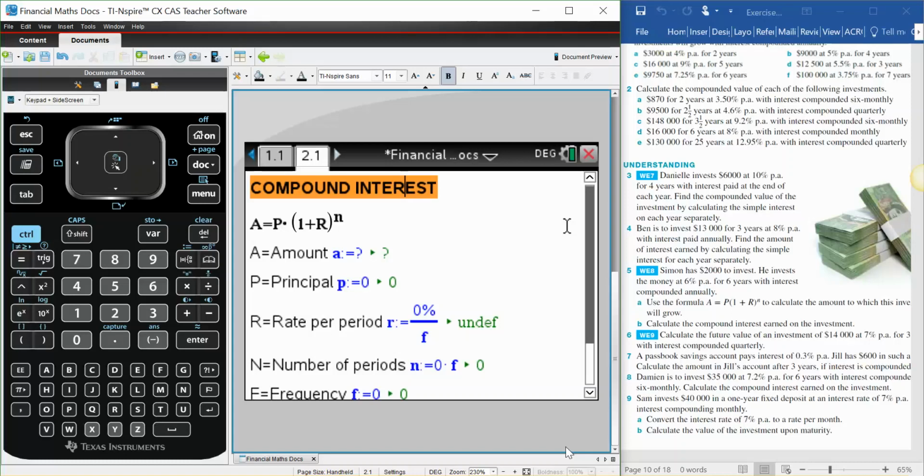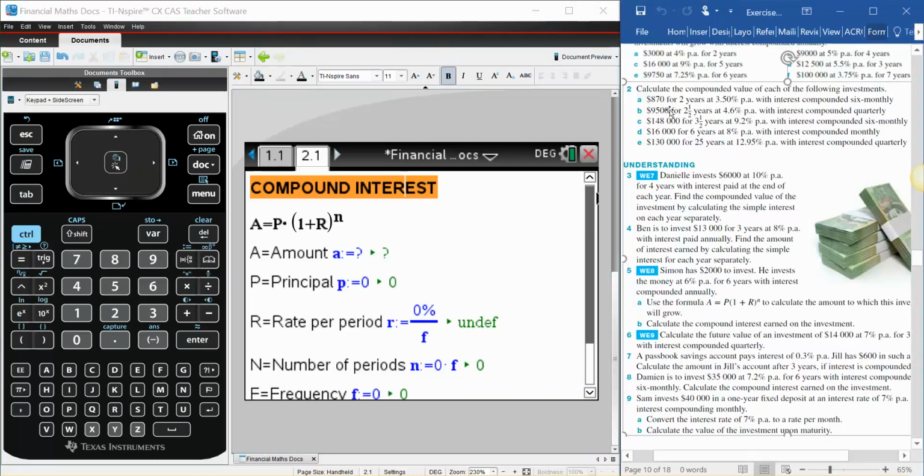Alrighty lads, thought I'd make a video on compound interest for you just to help you through a couple of questions that you might have with it. So what we're going to do is these questions up here. We'll do 3 or 4 of these and then we might do a worded question for you.